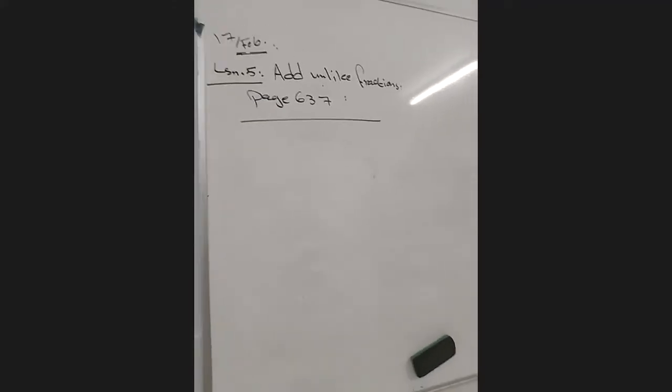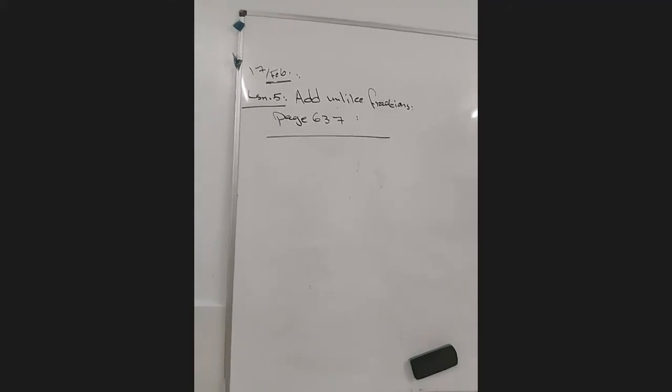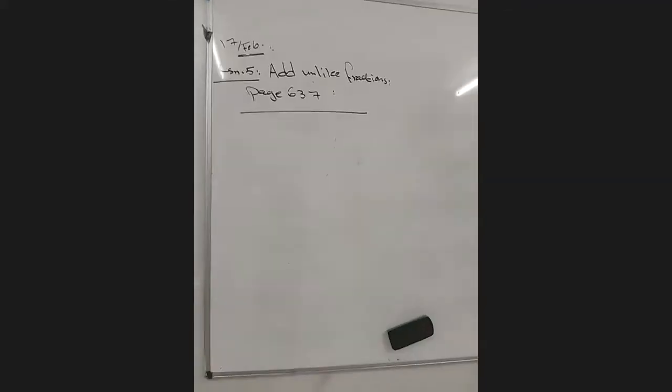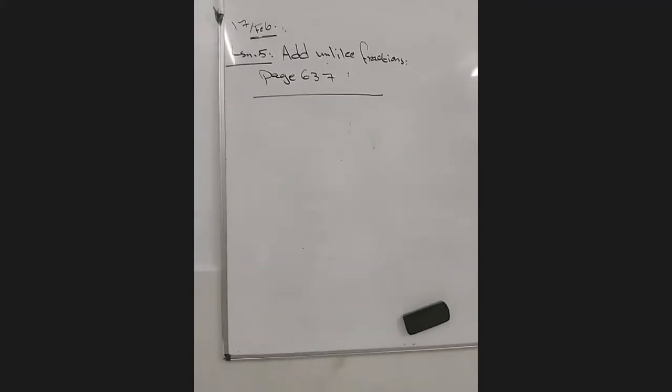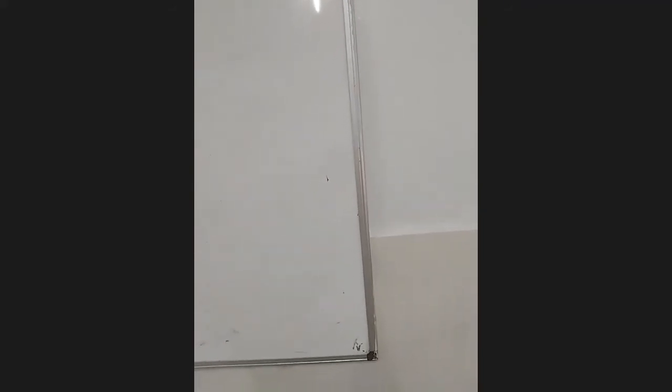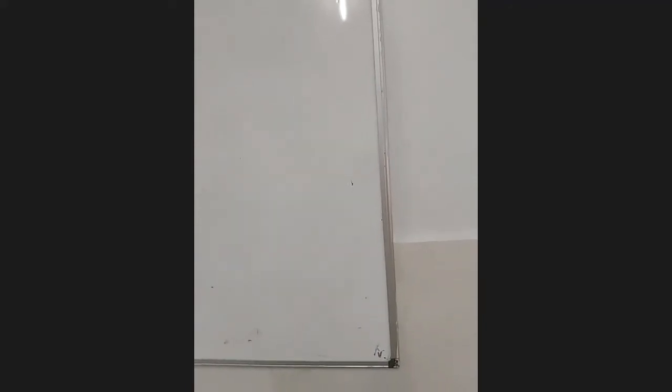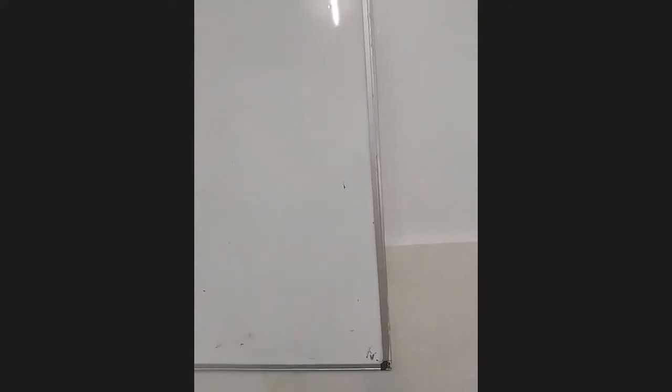Now let's go to lesson 5, guys. Add unlike fractions, page 637. Leave everything, guys, and just focus with me here. It's a very important lesson, okay? Please, guys. So open your book to page 637, read your book and just focus with me here.